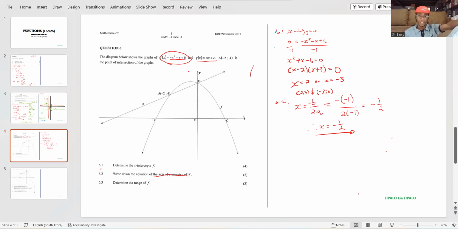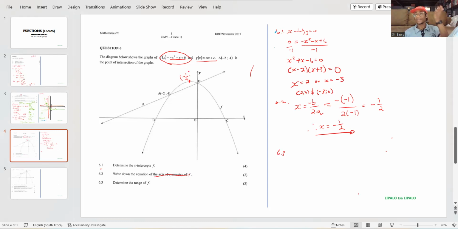That's an equation of the axis of symmetry. Getting to the third question, range. I already told you, we take the range from the turning point. So we know our turning point is somewhere here. I already have negative half as my x value. For the range, I need the y coordinate.